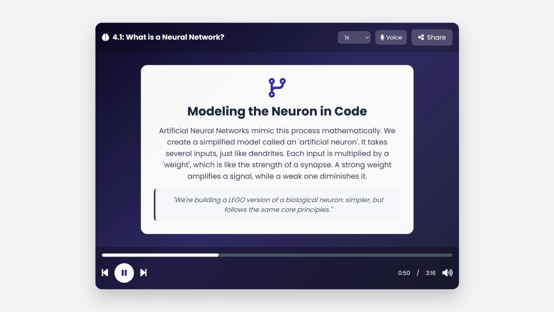Artificial neural networks attempt to mimic this amazing biological process using mathematics and code. We create a highly simplified model called an artificial neuron, sometimes referred to as a perceptron. It's designed to take in several numerical inputs, just like dendrites receive electrochemical signals. Each of these inputs is then multiplied by a weight, which represents the strength or importance of that connection, analogous to the strength of a biological synapse. A strong weight amplifies the signal, while a weak one diminishes it.